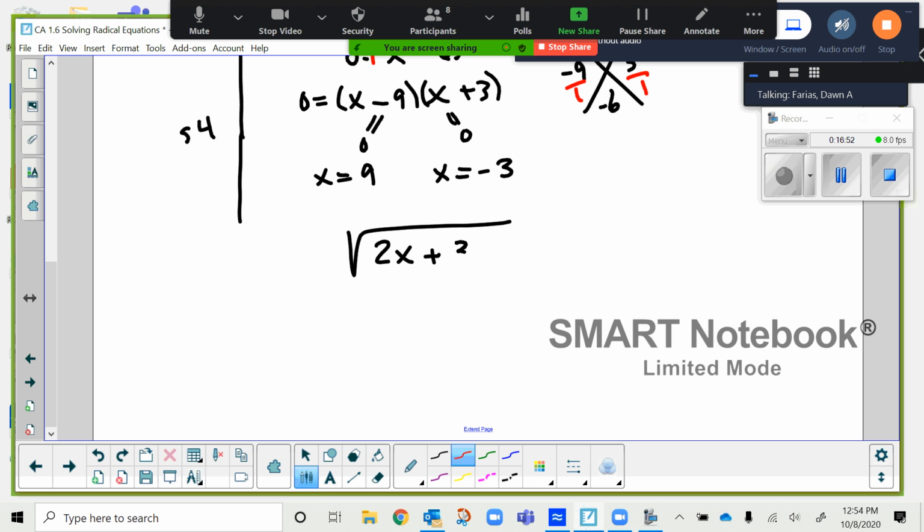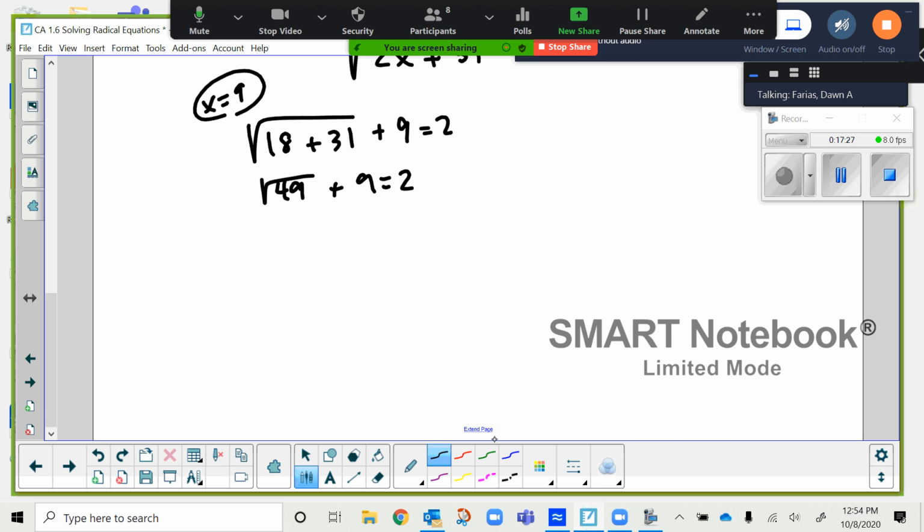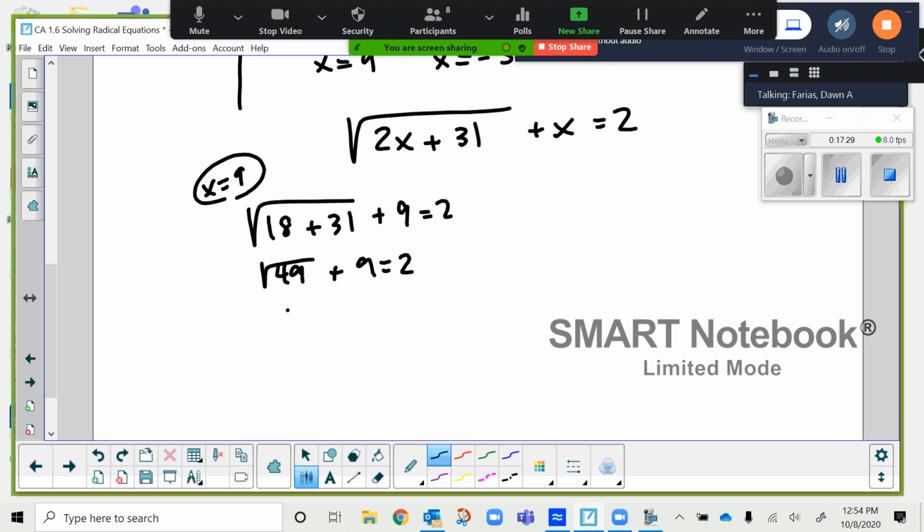Square root of 2x plus 31 plus x equals 2. Now I'm going to plug in 9 for the x's and check it out. So here's me checking out x equals 9. I have square root of 18 plus 31 plus 9 equals 2. I got the 18 right because I did 2 times 9. And then that's square root of 49 plus 9 equals 2. And when you take the square root of 49 here, it's just 7.